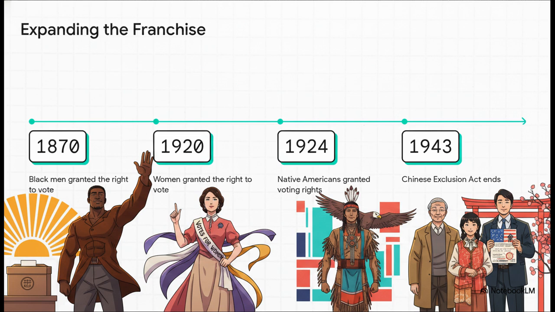In 1870, the 15th Amendment finally granted black men the right to vote. Then you fast forward 50 long years of struggle to 1920, and the 19th Amendment is adopted, granting women the right to vote. In 1924, Congress passes the Indian Citizenship Act for Native Americans. And then in 1943, the repeal of the Chinese Exclusion Act allowed Chinese immigrants and their American-born families to finally gain citizenship and voting rights.